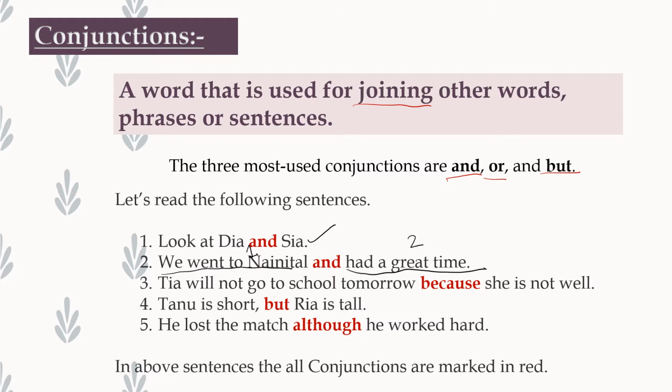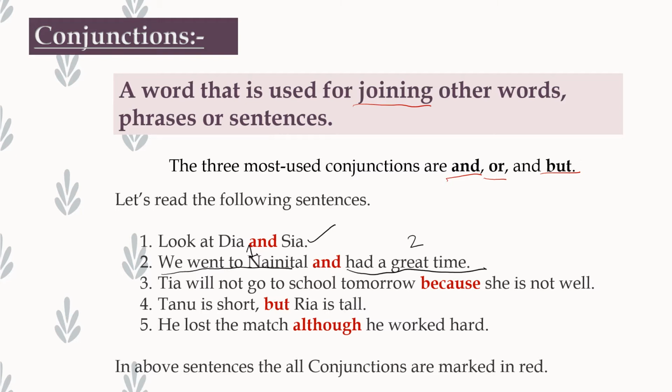These two sentences, we went to Nainital, and the second sentence, we had a great time. We have joined these two sentences with the word and, because and is joining these two sentences, it's the conjunction. So we went to Nainital and had a great time. That's how these two sentences are joined together by and.